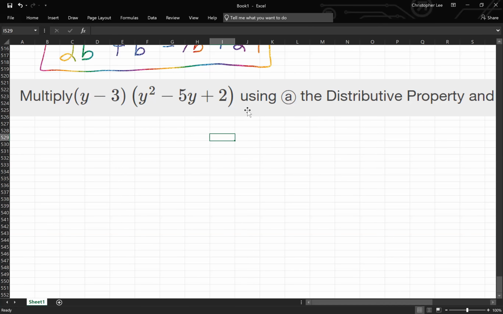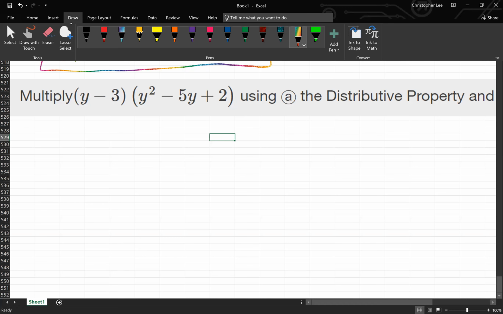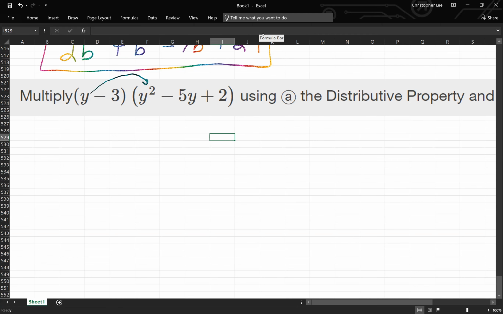All right, let's take a look. And change this up real quick. All right, we're doing the same thing as before, right? Nothing's changing. Gonna distribute this first term, y times y squared. It's gonna give me y cubed. Then I'm gonna have y times negative 5y. It's gonna give me a negative 5y squared. After that, y times 2. This is gonna give me a positive 2y. Then I'm gonna have negative 3 times y squared. This is gonna give me a negative 3y squared.